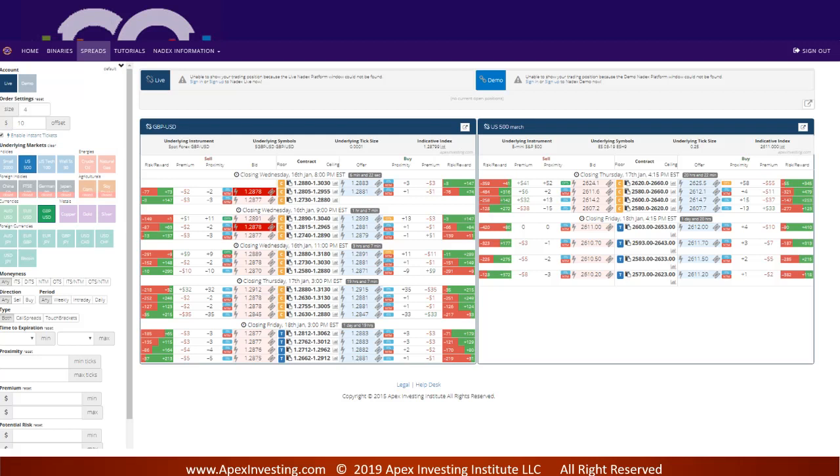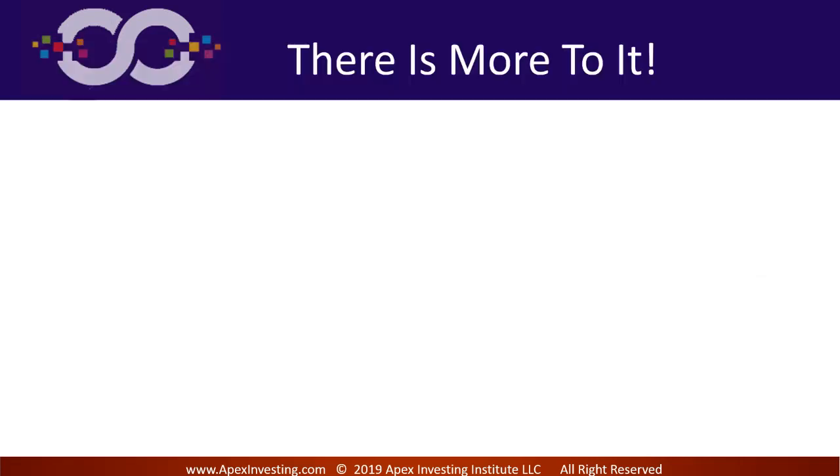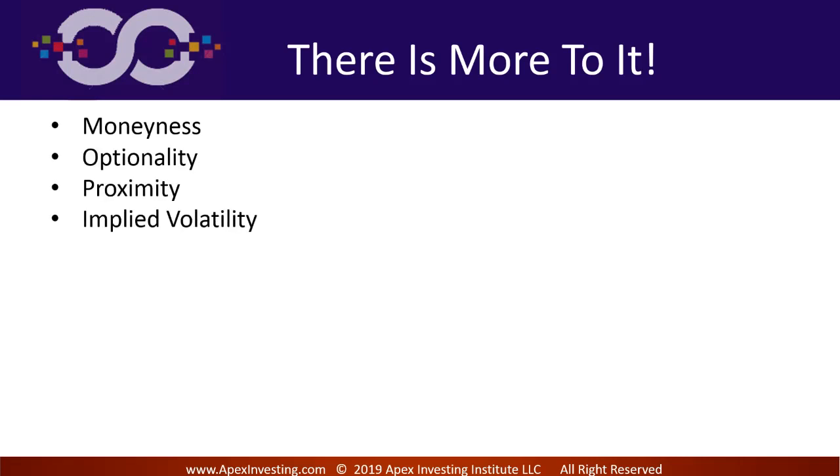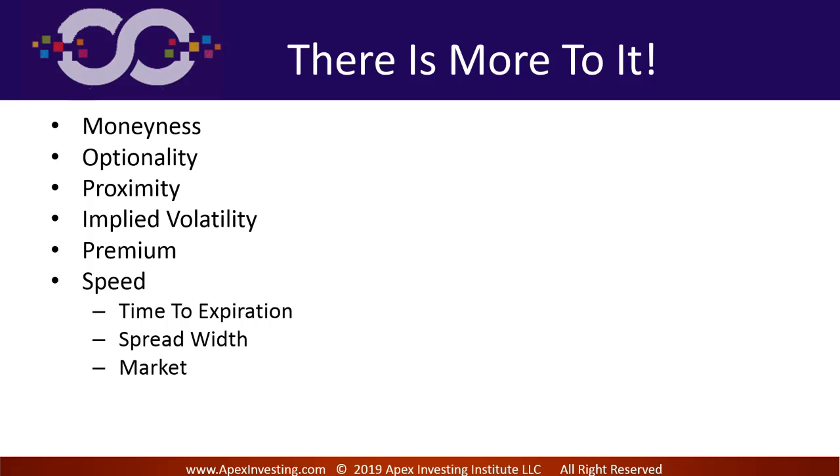Now, the biggest caution I want to give you is there is more to spreads than what we just talked about that you need to understand to trade them effectively. You know just enough right now to make you dangerous. Okay? You need to understand moneyness, optionality, proximity, implied volatility, premium, and speed. What drives that speed, such as time to expiration, spread width, market, and implied volatility. Okay? I'm going to explain that to you in our other foundations courses, but make sure that you don't think, oh, I got this, because you don't have it yet.